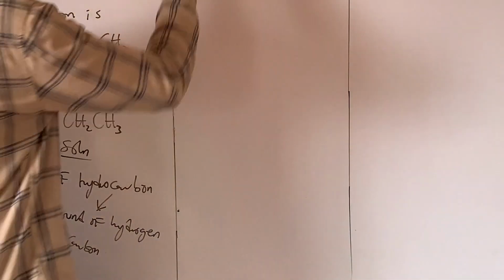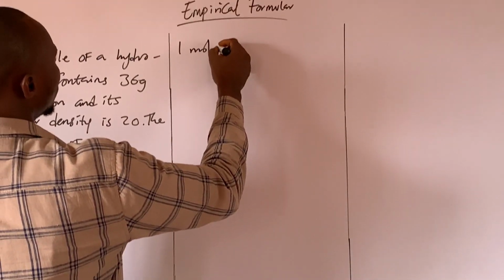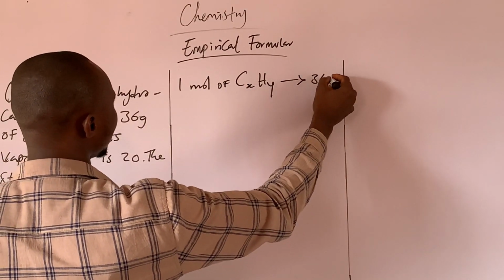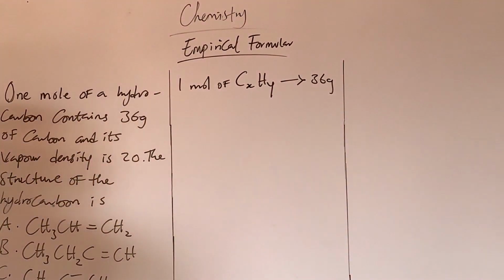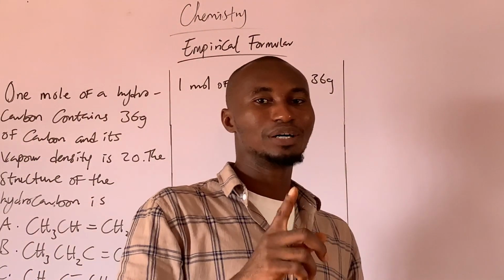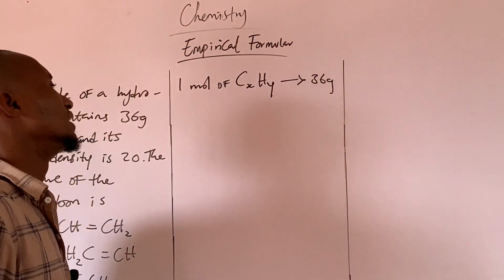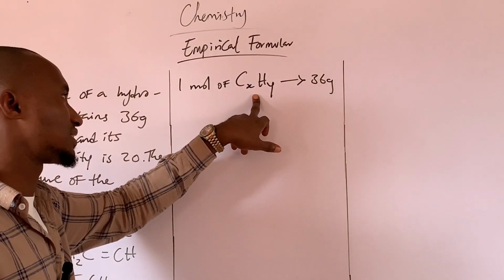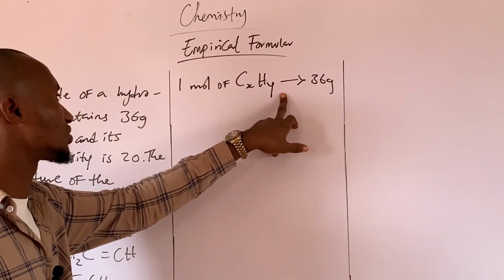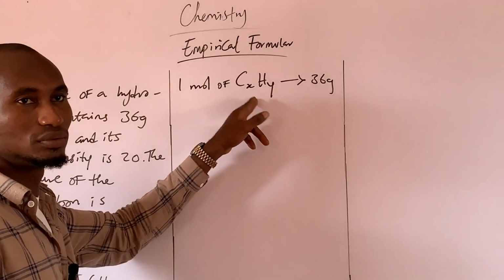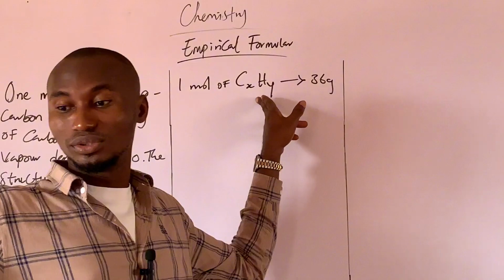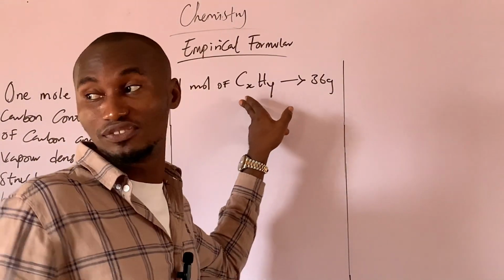So the question says 1 mole of CxHy contains 36 grams. 36 grams of what? Carbon. Listen, look up. 36 grams of what? Carbon. But here, for our C we have x at the subscript, y at the subscript. Why? Because we don't know the moles of this.